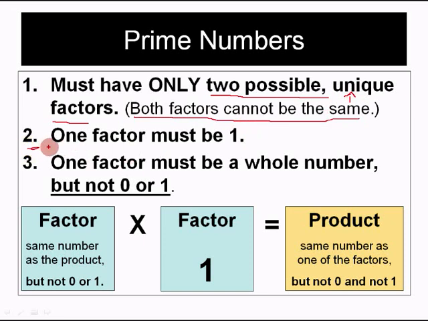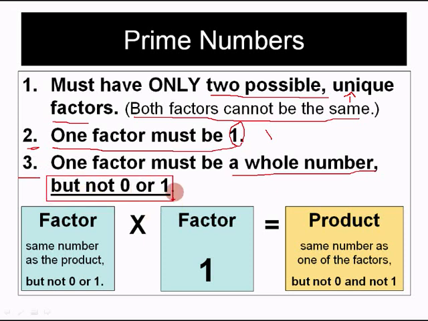What is the second point? One factor must be 1. Among the two factors, one should definitely be 1. What is the third requirement? One factor must be a whole number, but not 0 or 1. Remember, this is important. It cannot be 0 or 1.